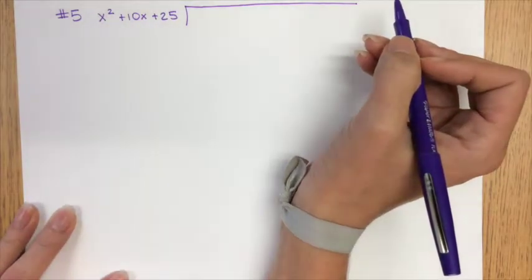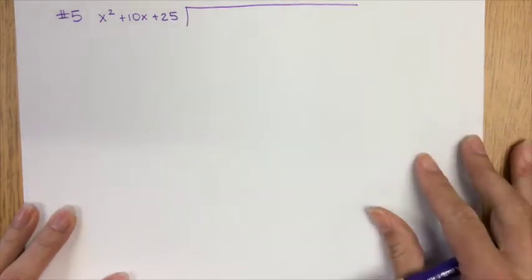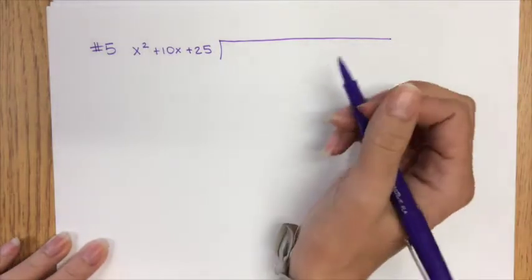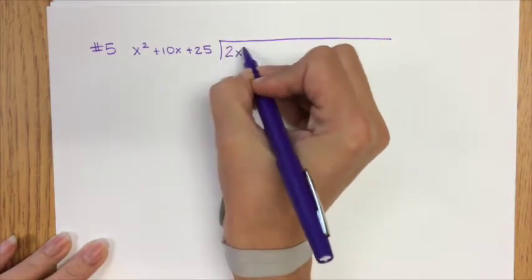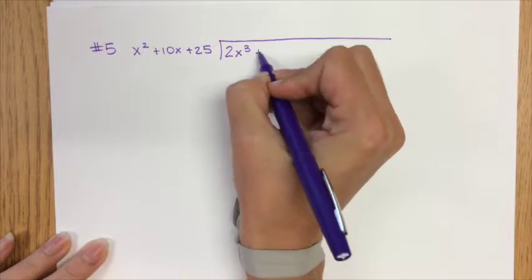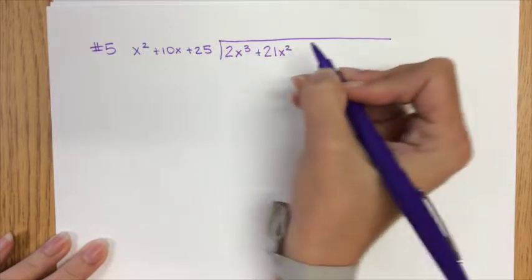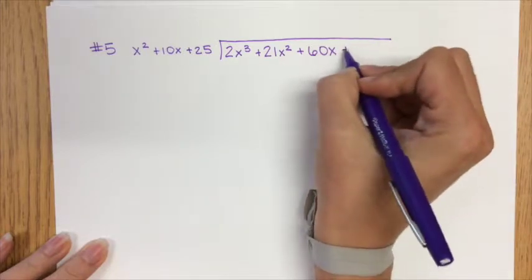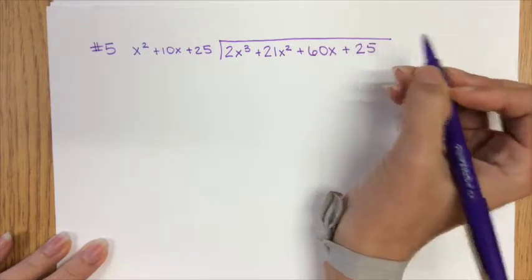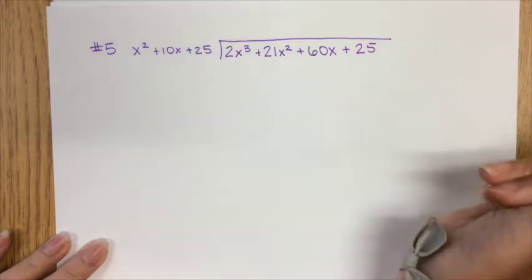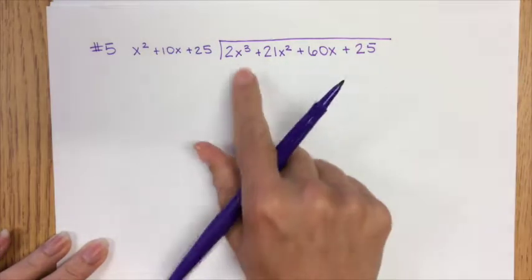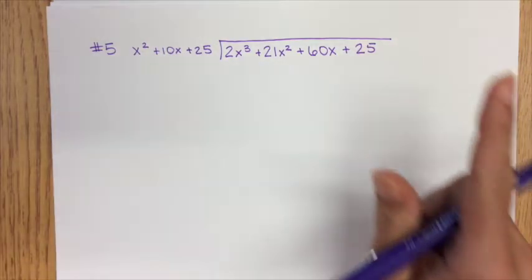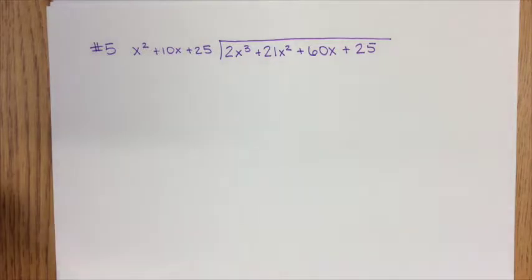Make sure if you're missing a degree, you write a placeholder. Sorry, I'm going to get myself on the camera here. So I have 2x cubed plus 21x squared plus 60x plus 25. Before you begin, ignore the bell for just a minute. Look at your degree. We have 3, 2, 1, and constant. So now I'm going to work my way through this.